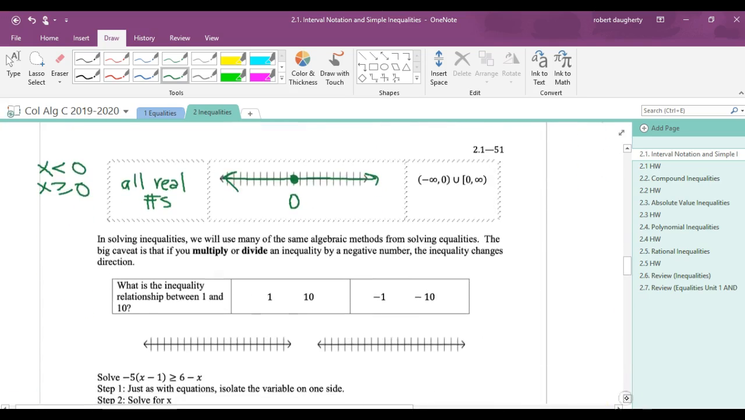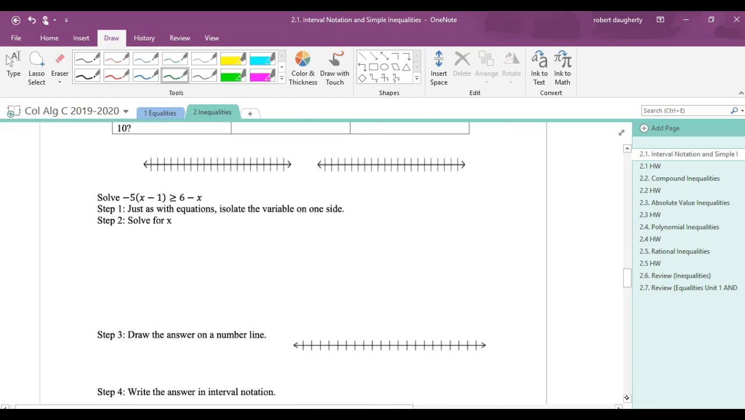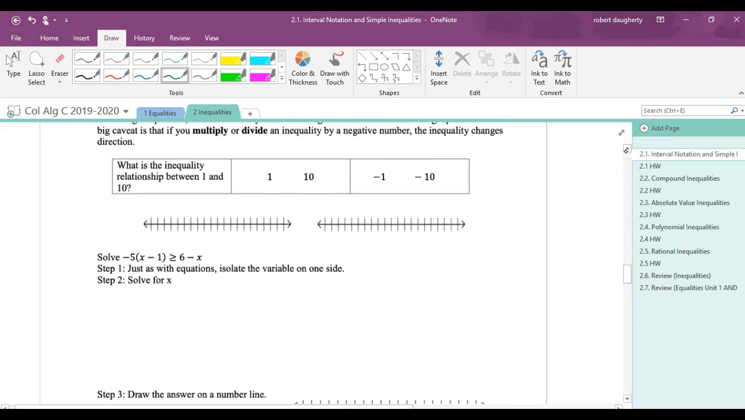So that should have been a fairly easy warm-up and review of interval notation. Now, let's talk about the big thing that we have to be really careful of when we deal with inequalities, and that comes when we multiply or divide by a negative number. What happens to an inequality when you multiply or divide both sides by a negative number? It switches, okay? Now, why does that happen?